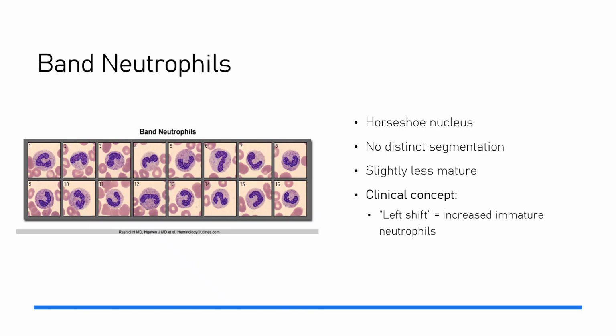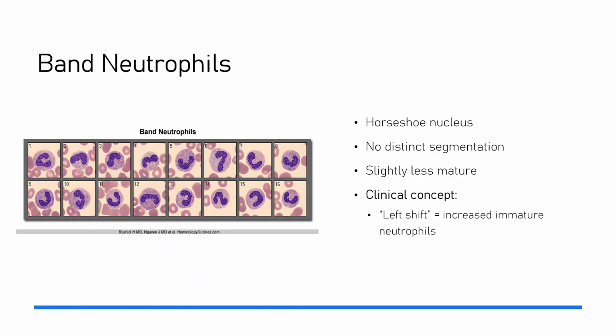Now we're going to talk about a slightly less mature form of the neutrophil called the band neutrophil, sometimes simply referred to as a band. Band neutrophils are essentially young neutrophils that have not yet developed a fully segmented nucleus. Instead of multiple distinct lobes, the nucleus appears as a horseshoe-shaped or curved band of chromatin. The key thing to remember is that bands do not have distinct nuclear segmentation. If you can draw clear separations between nuclear lobes, you're looking at a segmented neutrophil. If the nucleus is one continuous curved structure, it's likely a band.